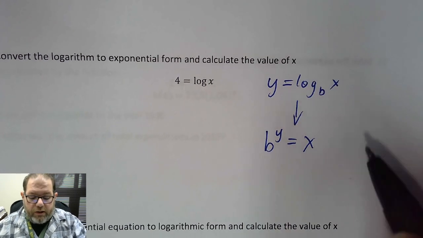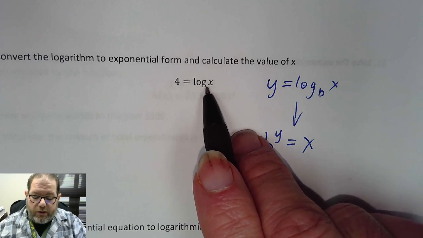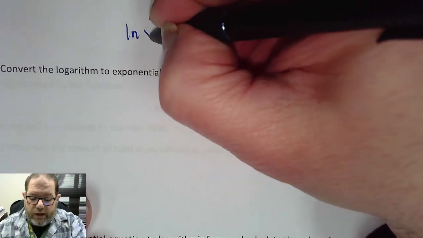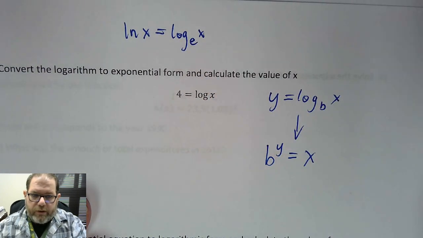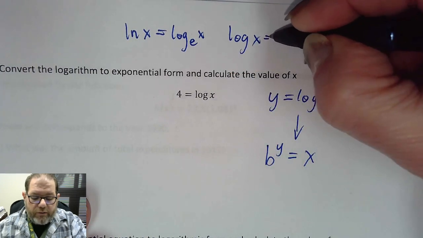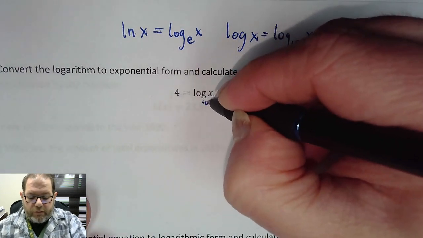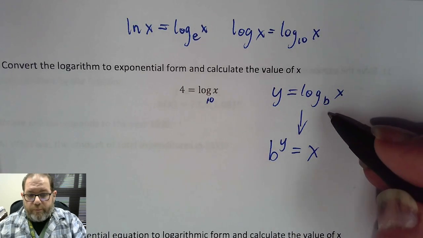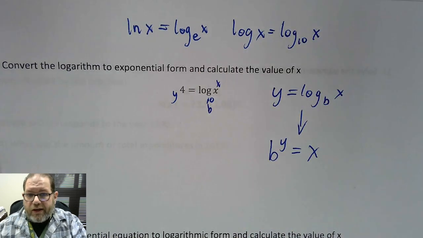So now, one issue we run into with this problem is there is no base listed. There are two scenarios where the base will not be listed. One is if we have the natural log of x, that is log base e. And the second is if we have log x, which we do have here, this is log base 10 of x. So there is an invisible 10 there that we have to be aware of. But more importantly, that's our b value here. So it's like we have y is 4, b is 10, and x is just x.